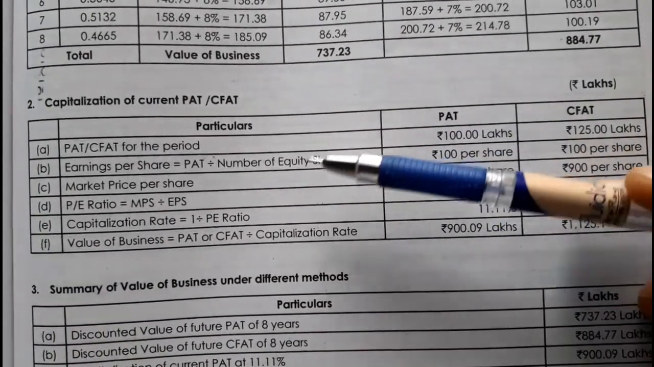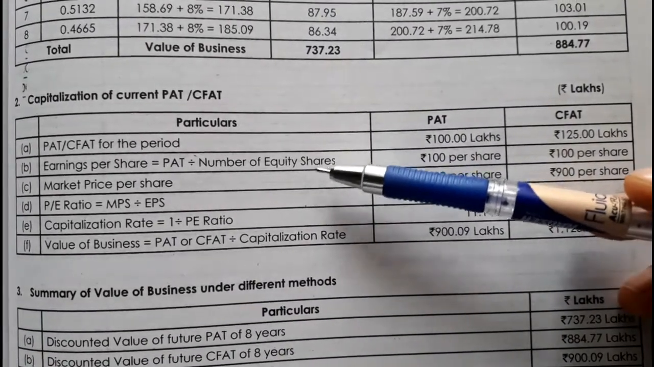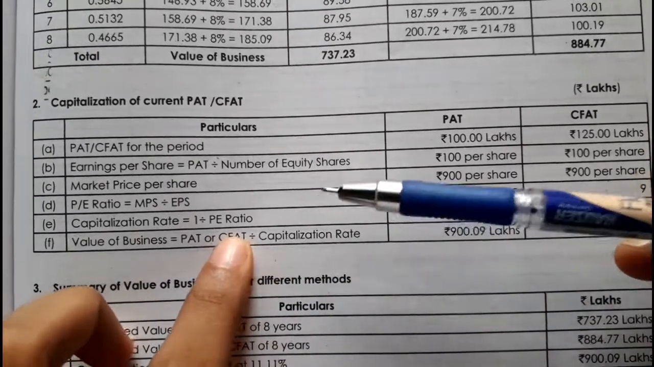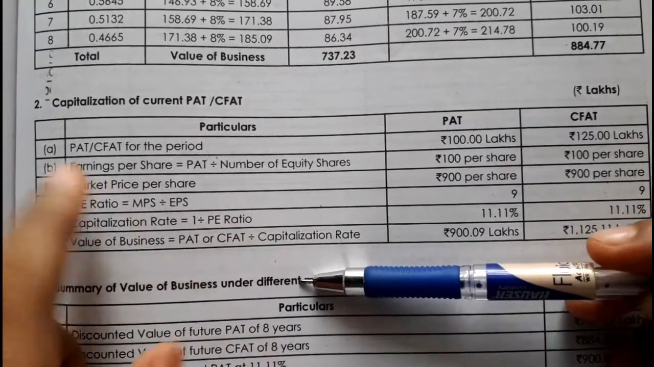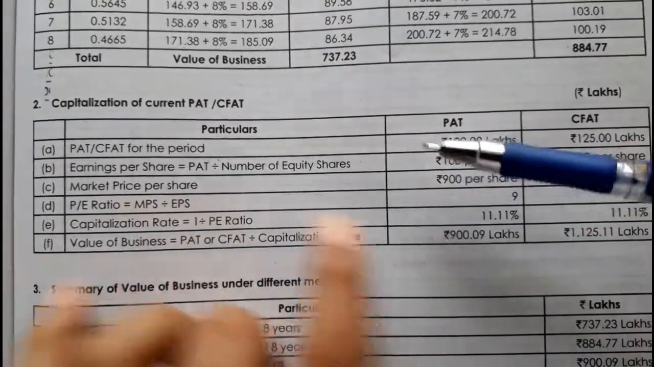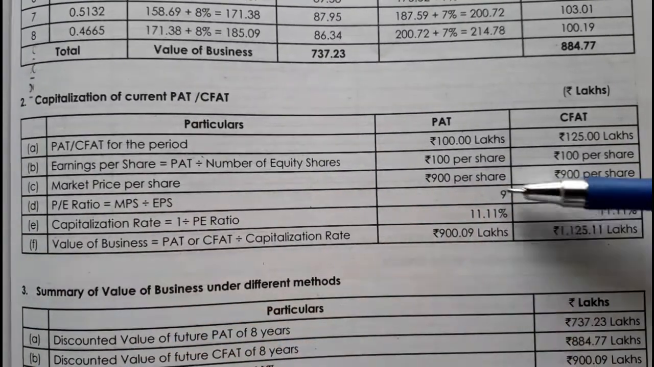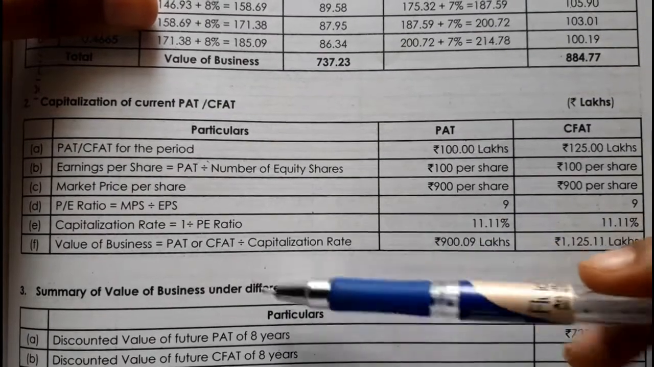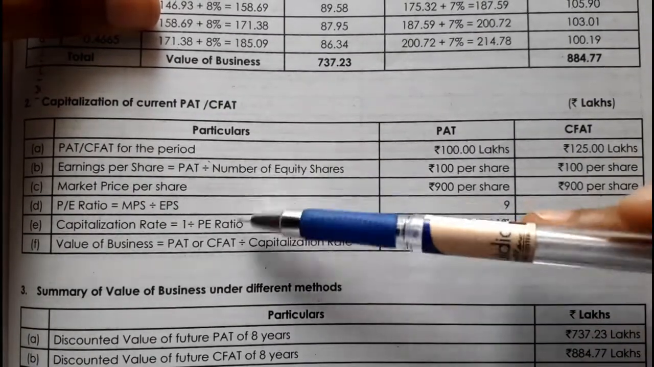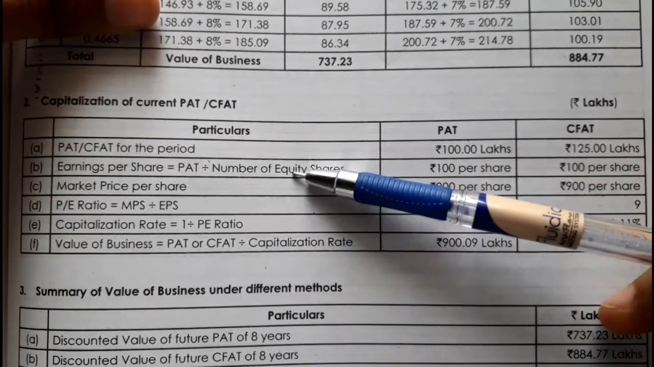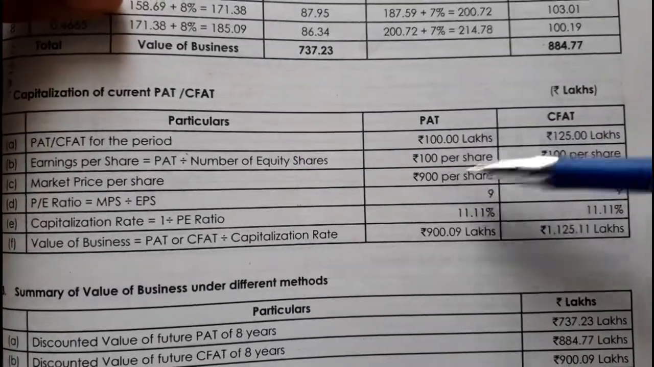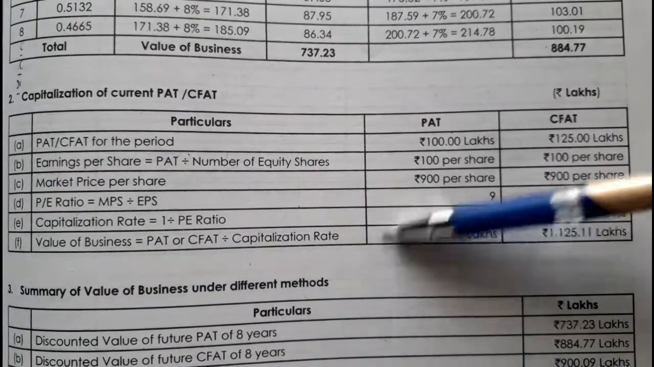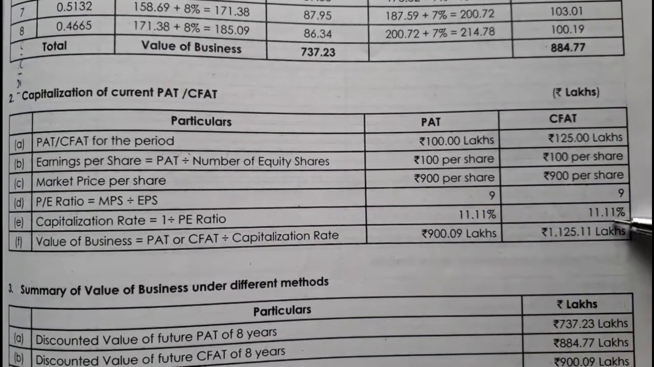Now using the capitalization method, we know how to find the capitalization rate. Capitalization rate is 1 divided by P/E ratio. Now we have MPS, which they have given as 900, the same in both cases. We need EPS. We know 1 lakh shares are there. Profit after tax divided by 1 lakh shares will give earning per share. We have written both. P/E ratio is price upon EPS, so dividing we get 9, 9.